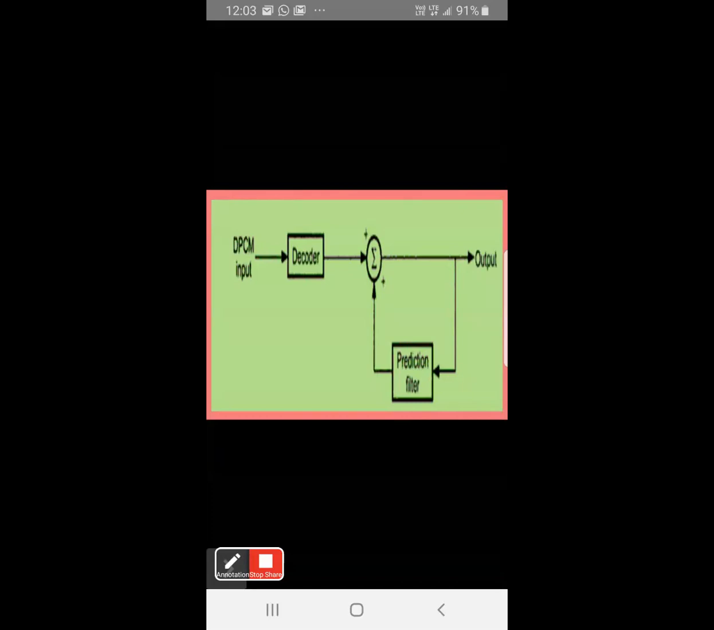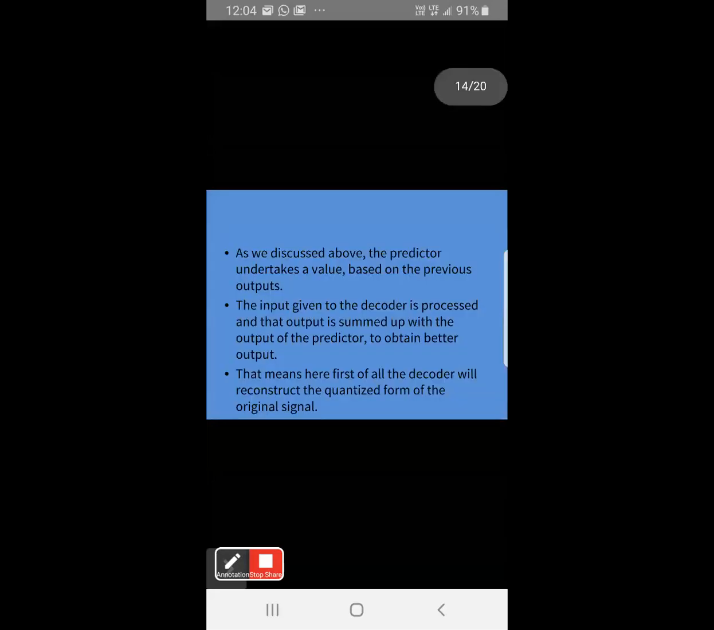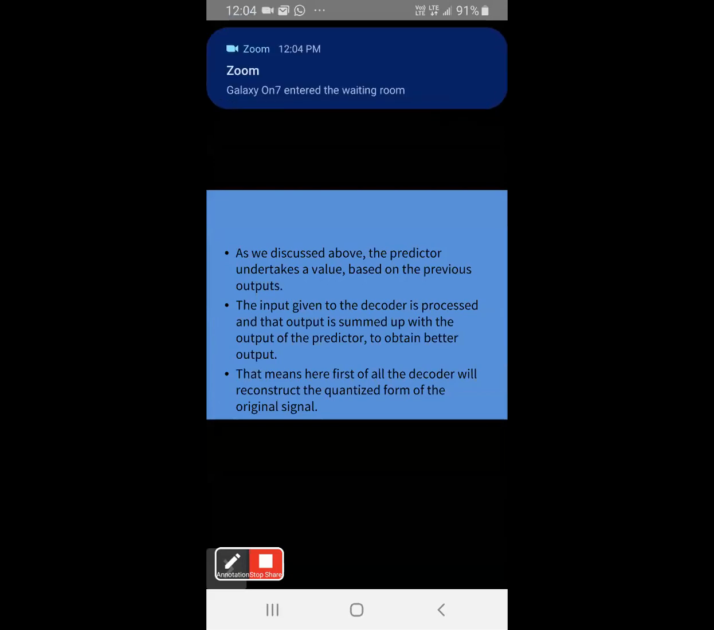So what input do we give to the prediction filter? We take the output again and give it as input. What does that mean? The output signal is treated as the previous signal. So that signal will be given to the input and verified by using the comparator. So the input given to the decoder is processed, and the output is summed with the output of the predictor.